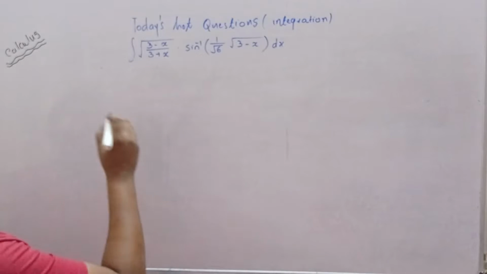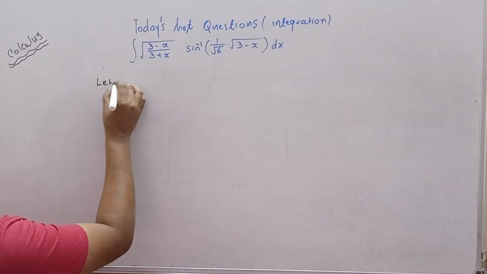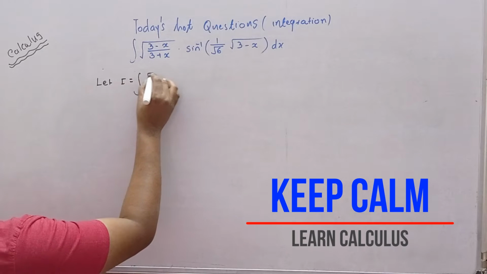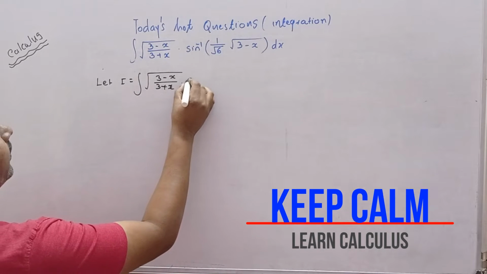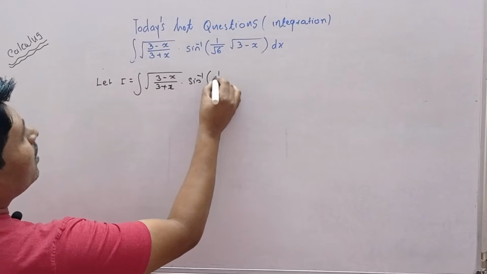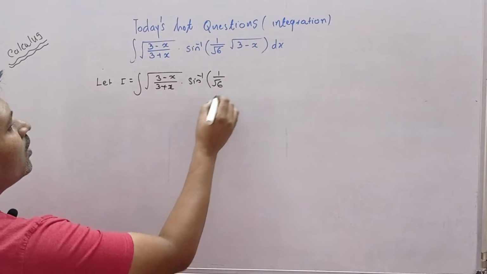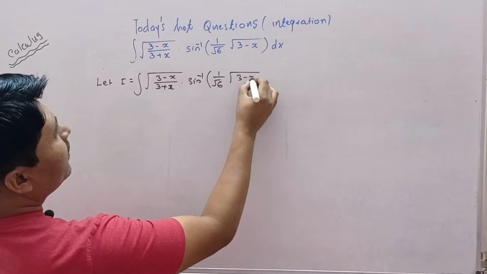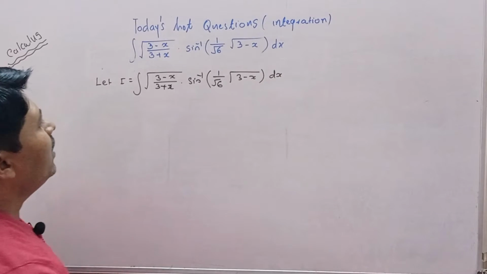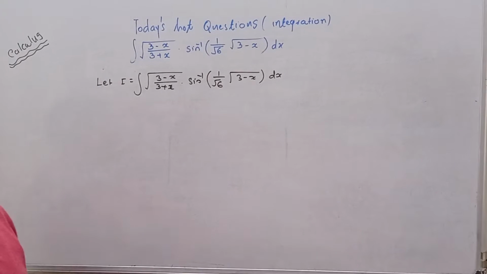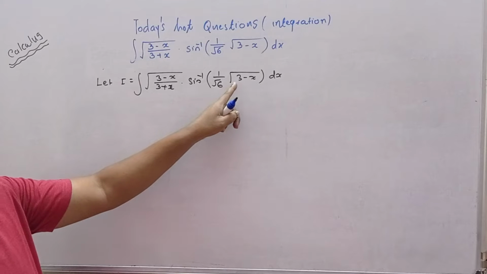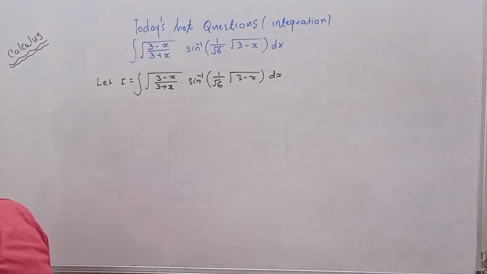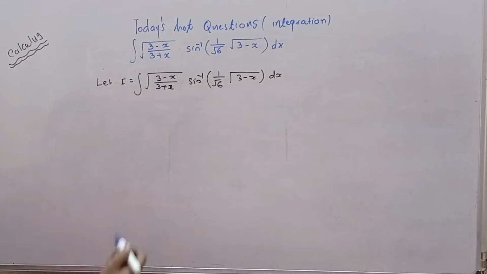First we can write, let I is equal to the integration of square root of (3 minus x) divided by (3 plus x), into sine inverse of (1 upon root 6) times the square root of (3 minus x), dx. Here we observe which method is suitable for this example. We have the observation of root (3 minus x) divided by (3 plus x), and also the same term, root (3 minus x). We can use the substitution method here.